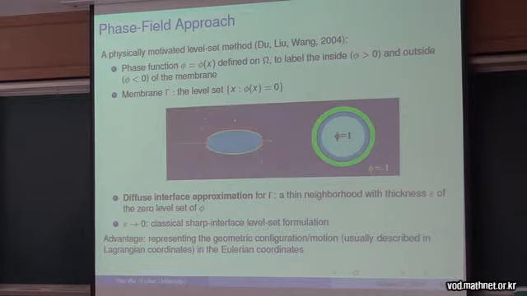And there are several advantages for the phase field approach. For instance, instead of tracking the surface, you just calculate the value of the indicator function. Then you look at the zero values of the phase field function, and it represents the position of the membrane. So this is much easier for numerics.